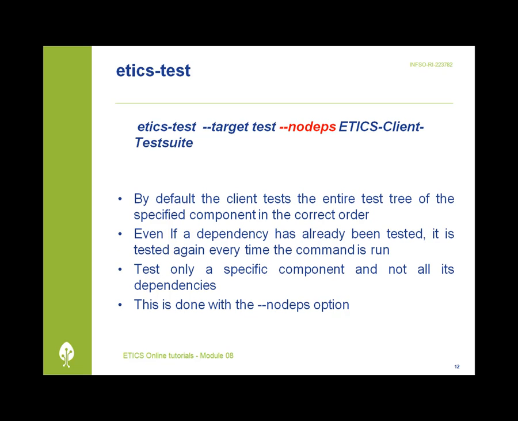By default, the client tests the entire test tree of the specified component in the correct order. Even if a dependency has already been tested in a previous run, it is retested when the command is executed. Sometimes you need to retest only a specific component and not all of its dependencies, going straight to that component. This is done with the No Depths option.